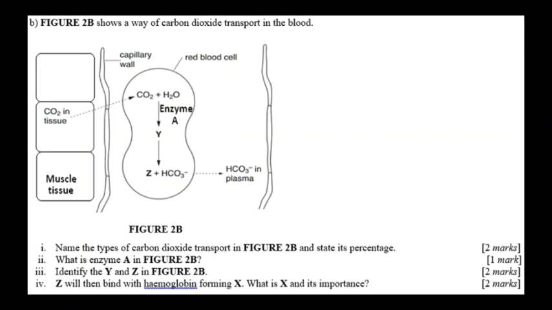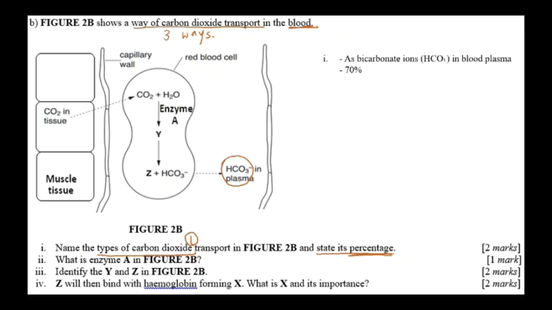Let's look at the second question here. Figure 2b shows a way of carbon dioxide transport in the blood. 1. Name the types of carbon dioxide transport in figure 2b, and that's the first part of the question, and then you have to state its percentage. We know that there are 3 ways of carbon dioxide transport in the blood. The way that carbon dioxide is being transported in this picture, you can see from this clue here, is as bicarbonate ions, and the percentage is 70%.